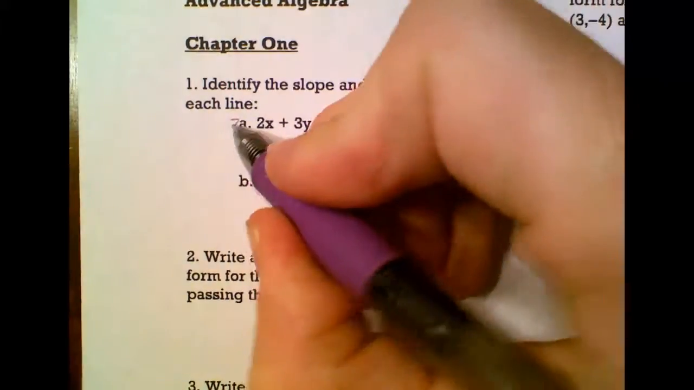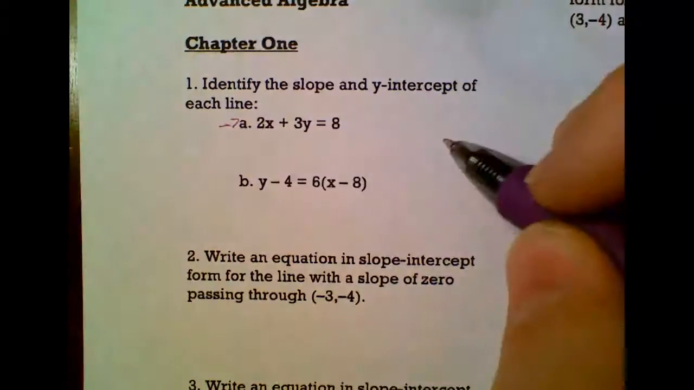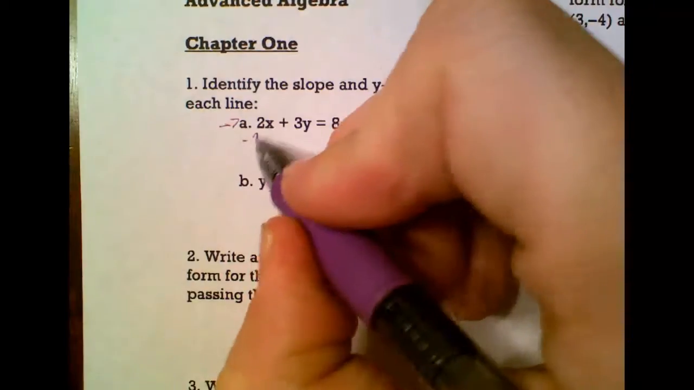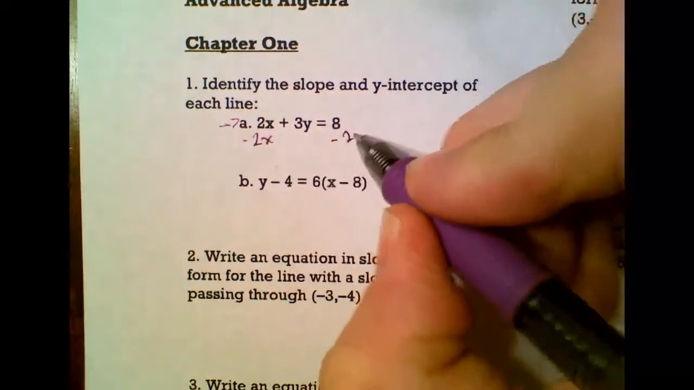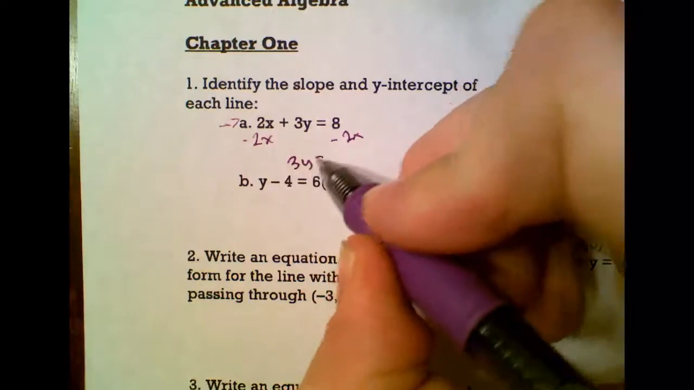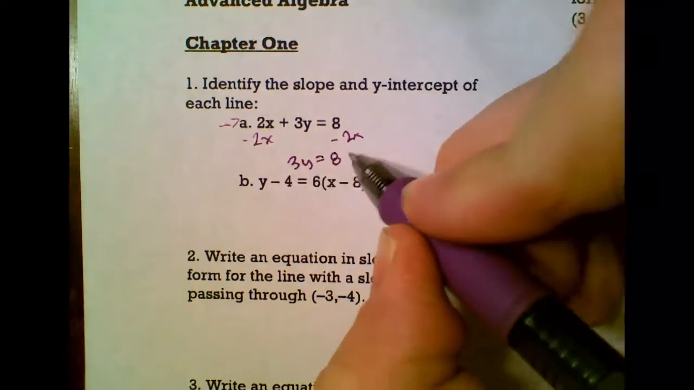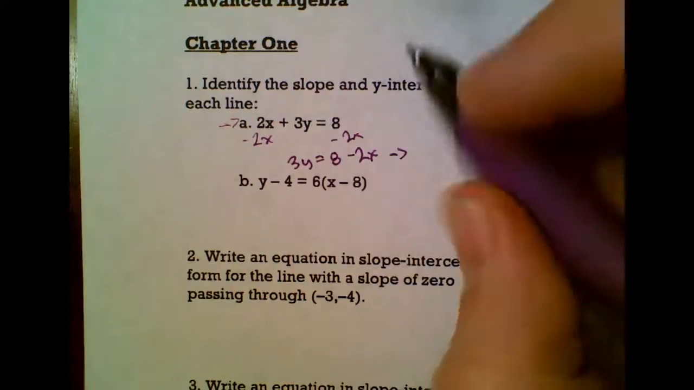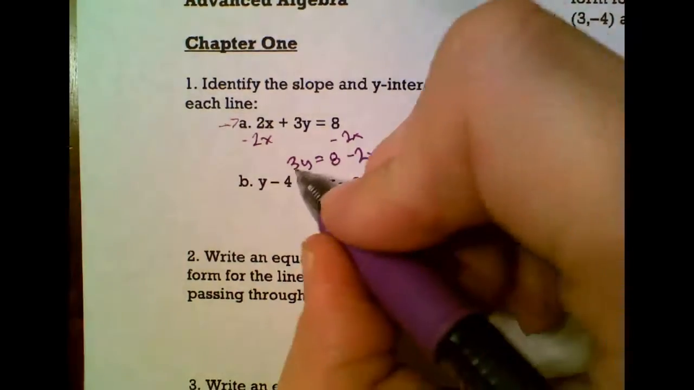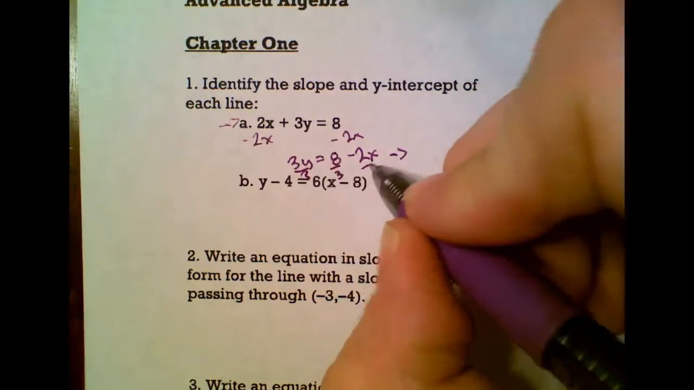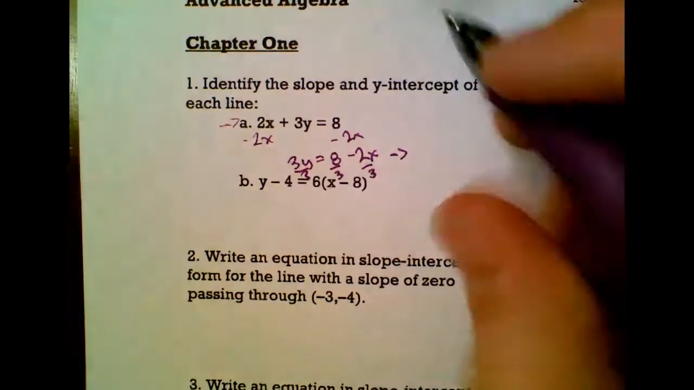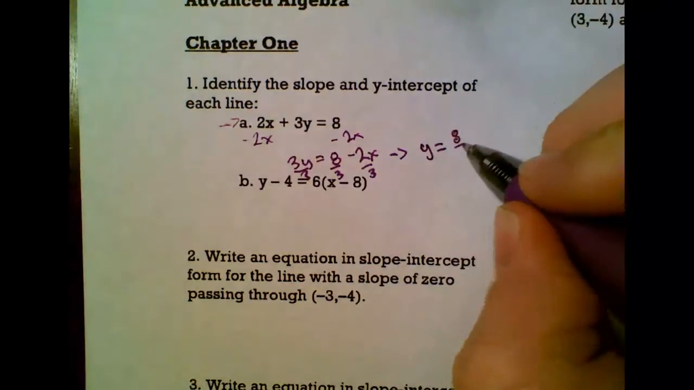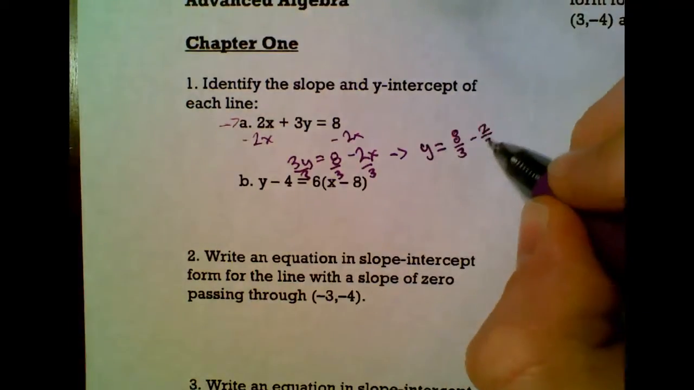Well, in this situation right here, sadly it's not in slope-intercept form, so we need to get it in that form. Once we have it in that form, we can find the slope. First step to doing that is subtracting the 2x. Subtract the 2x, so we have 3y is equal to 8 minus 2x. This next step would be divide by 3. Divide everything by 3. So once we divide everything by 3, what we have is y is equal to 8 thirds minus 2 thirds x.